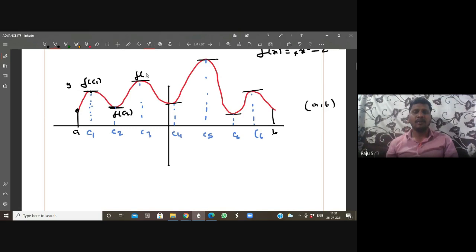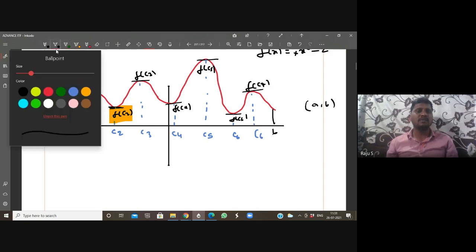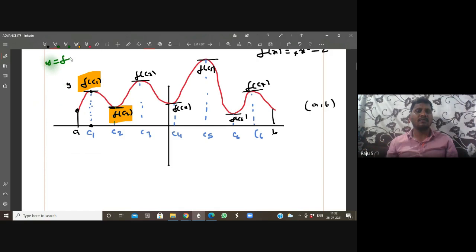This is f of C3. This is f of C4. This is f of C5. This is f of C6, f of C7. That's all. At C1, which is a point, what about the function? The function will give a maximum value. What is that maximum value? f of C1. At the point C2, the function has a minimum value. What is that minimum value? f of C2. Surely they give a function y is equal to f of x.